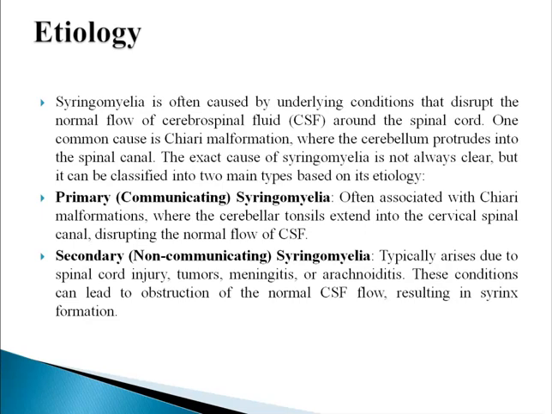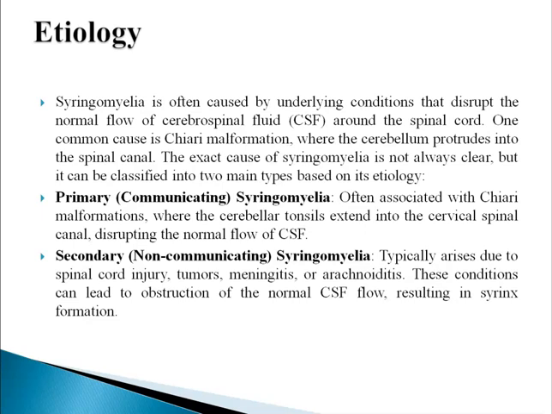What is the etiology of syringomyelia? It is often caused by underlying conditions that disrupt the normal flow of the CSF around the spinal cord. One such cause is Chiari malformation, where the cerebellum protrudes into the spinal canal. Actually speaking, the exact cause of syringomyelia is not always very clear, but however it has been broadly classified into two main types based on the etiology.